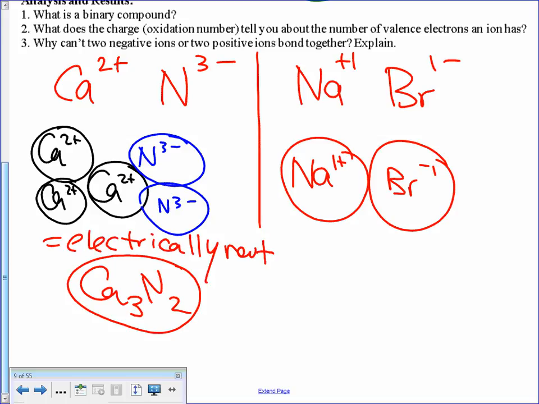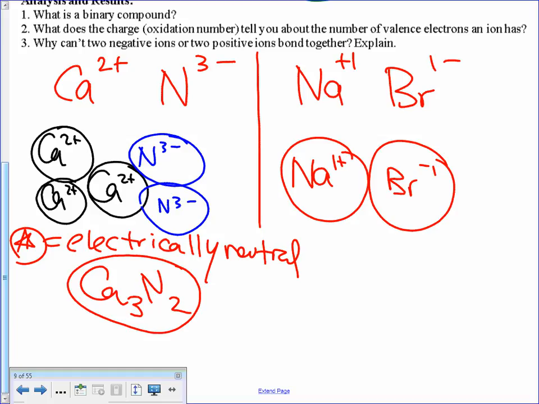So the reason that we have to pull the numbers down is because I need 3 calcium 2 pluses and 2 nitrogen 3 minuses to cancel each other's charges out to make an electrically neutral ionic compound. That is very, very important. This is the multiple choice question. I already know that most of us are going to miss because we didn't write it down. Because that is the question that everybody misses on this test.